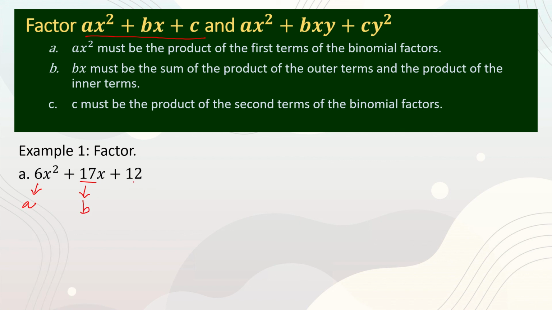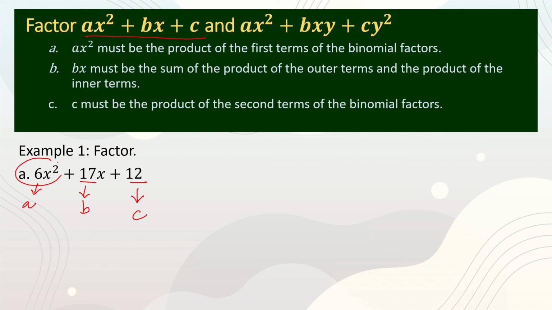17 is our B. Then our constant term, walang x or variable, that's our C. Okay, so it's very important to identify which one is A, which one is B, which one is C. So now, to factor this, the ax squared must be the product of the first terms of the binomial factors. So medyo magta-trial and error din tayo dito. So hindi palagi na yung first trial natin tama kaagad. So you have to be patient in terms of figure out the correct factors.